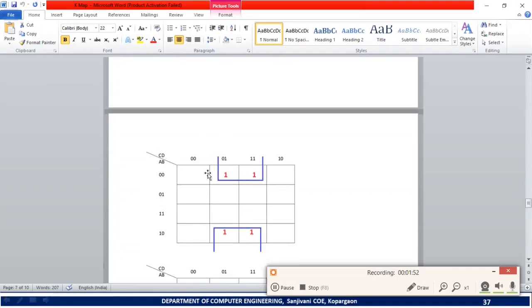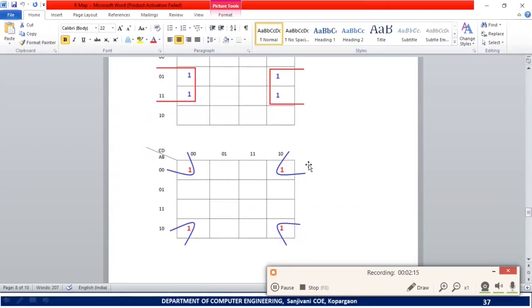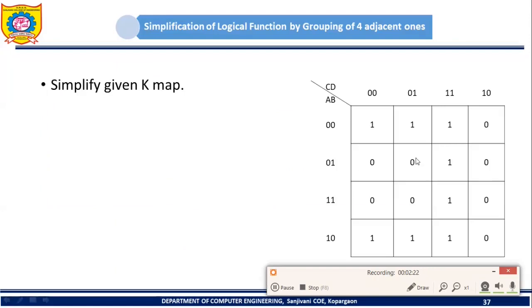Then if we have 2 ones in the first row of the K-map, and 2 in the opposite cells of the last row of the K-map, then it is possible to make a group of 4 here. Then if we have 2 in the first column of the K-map, and 2 more ones in the opposite cells of the last column of the K-map, then also it is possible to make a group of these 4. Then if we have 4 ones in the 4 corners of a 4 variable K-map, then also it is possible to form a group of these 4 here. So we use this knowledge while making groups of 4 in this K-map.